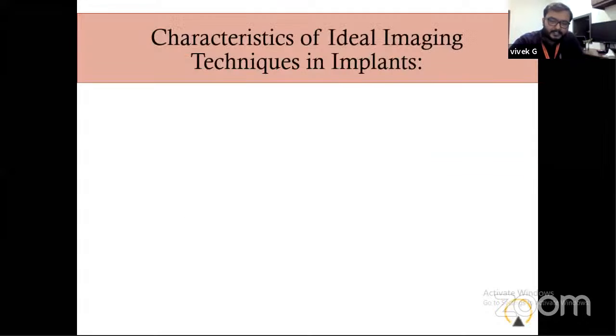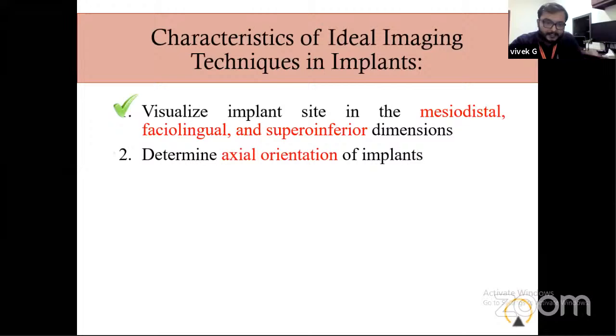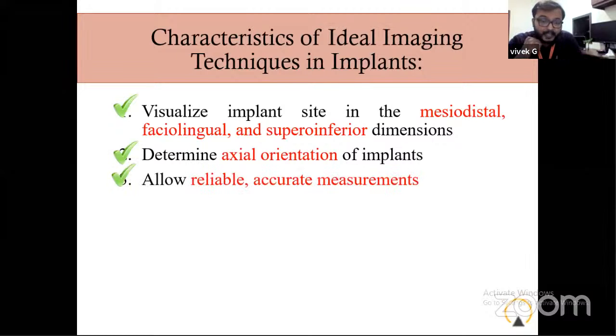So now this is about implant dentistry. I'll just give you the characteristics of the ideal imaging technique that is required for pre-implant planning. You need to visualize the implant site mesiodistally, faciolingually, and superoinferiorly. All this can be done with CBCT. You need a proper axial orientation of implants, which can be properly identified with the help of CBCT. You need reliable and accurate measurements, and this can also be given by CBCT.